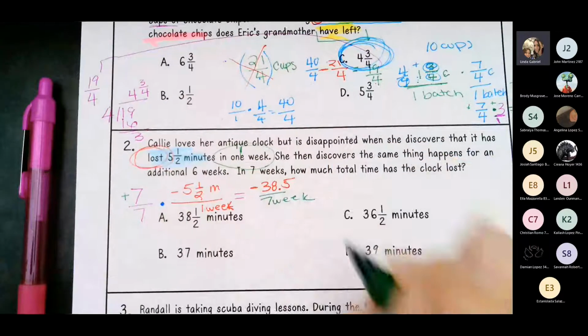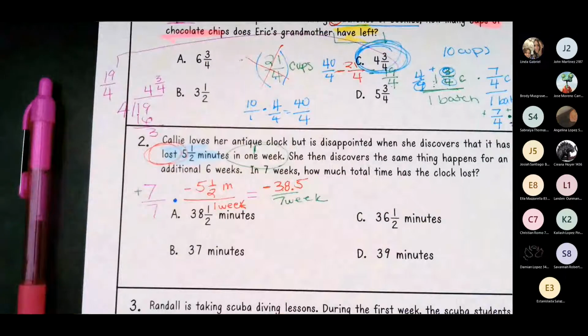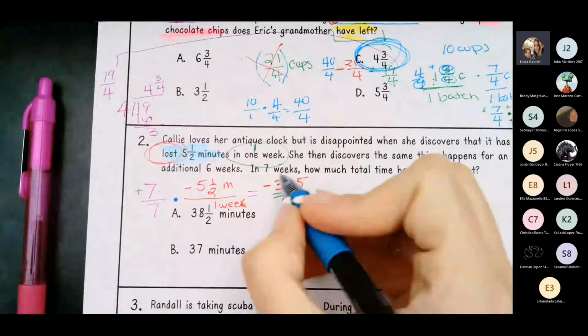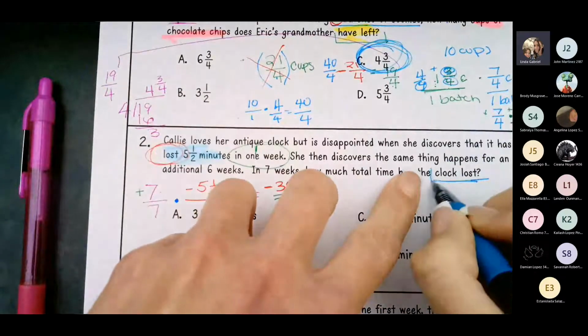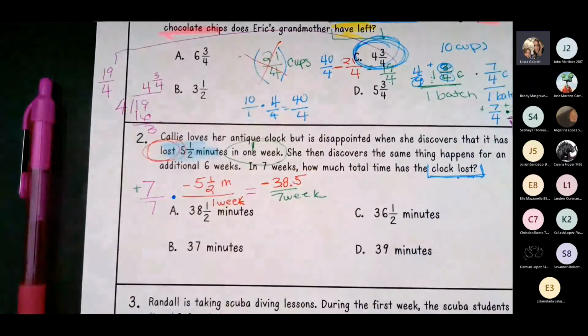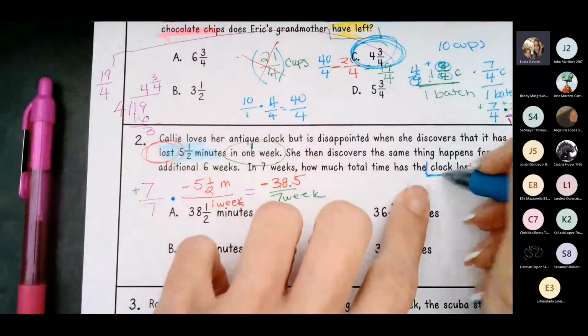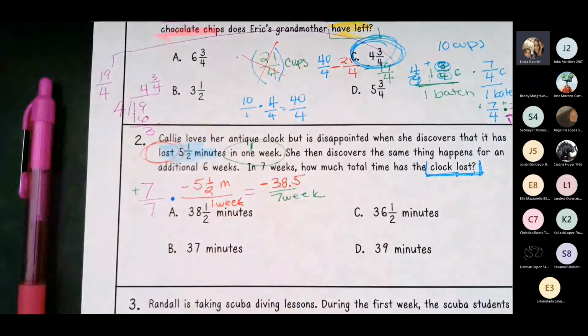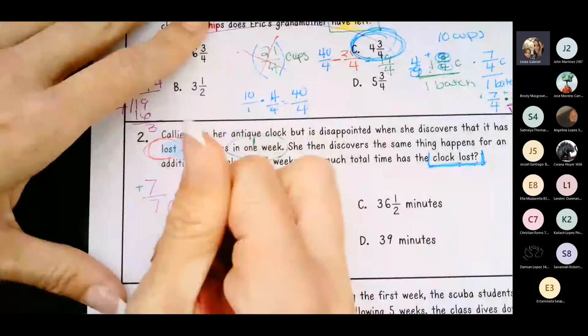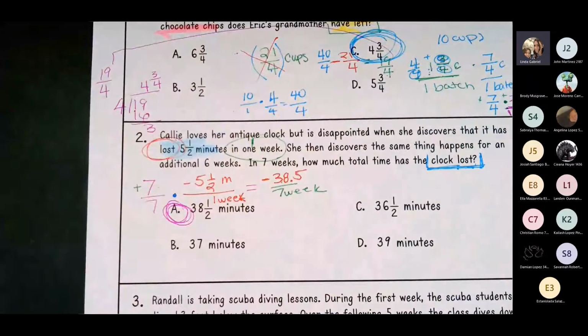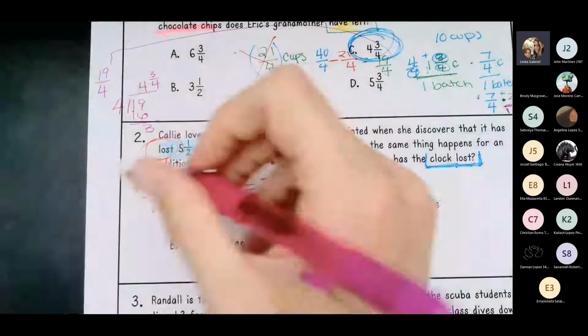So in 7 weeks, I lost 38.5 minutes. And since the question asks how much time had the clock lost, if it lost time, I don't need to answer in negative terms, right? Because the question already indicates that it's going to be negative. So it lost 38.5 minutes in 7 weeks. It's simply just multiplying 5.5 by 7, right?